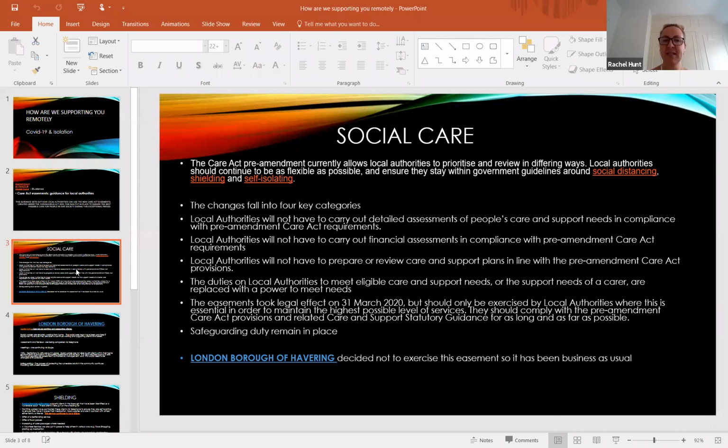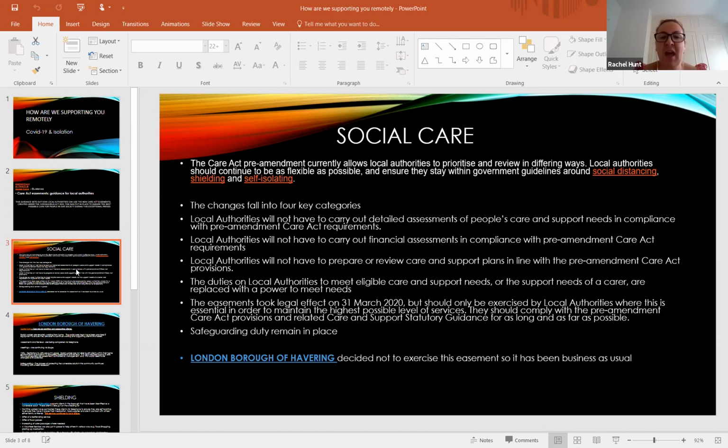The Care Act pre-amendment currently allows local authorities to prioritise and review in different ways. Local authorities should continue to be as flexible as possible and ensure they stay within the government guidelines around social distancing, shielding and self-isolating. The changes fell into 4 categories.